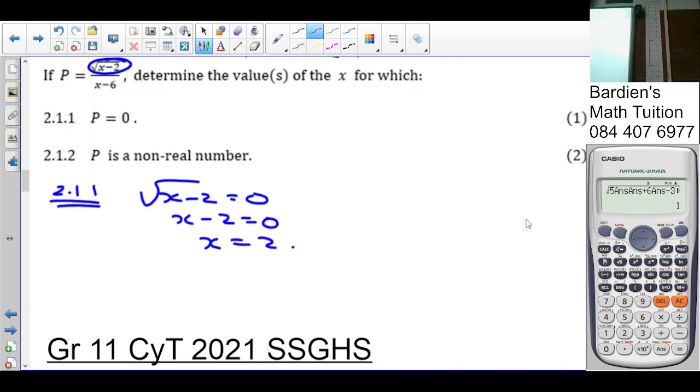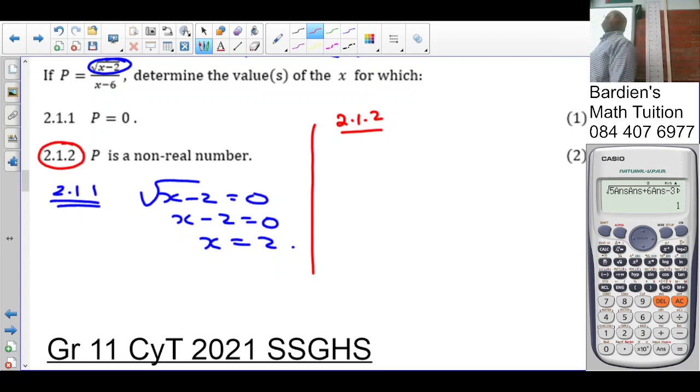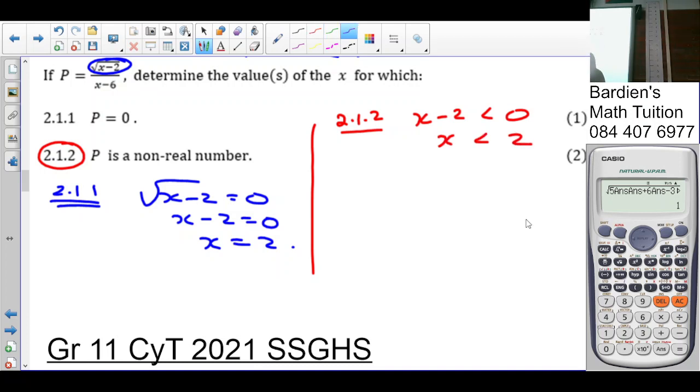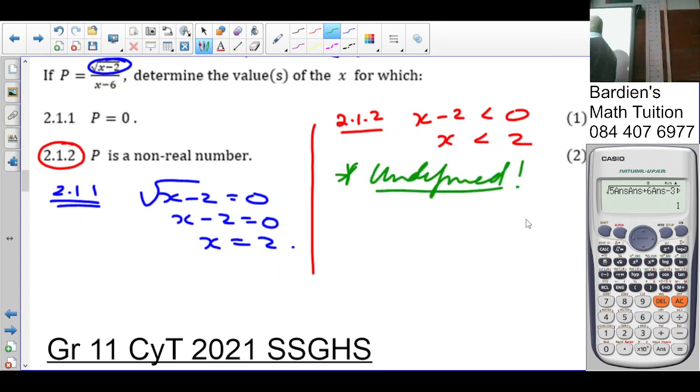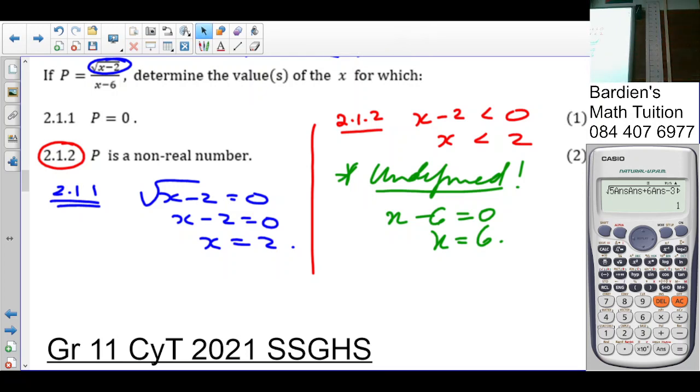On the other hand, it says where is p non-real. Non-real is when the denominator is equal to 0. Not so? No, that's undefined. Non-real means to say under the root is negative. So in other words, x minus 2 is less than 0, so x has to be less than 2. If it said undefined, which it didn't, then it is where the denominator is equal to 0, so x equal to 6. That wasn't part of the question.